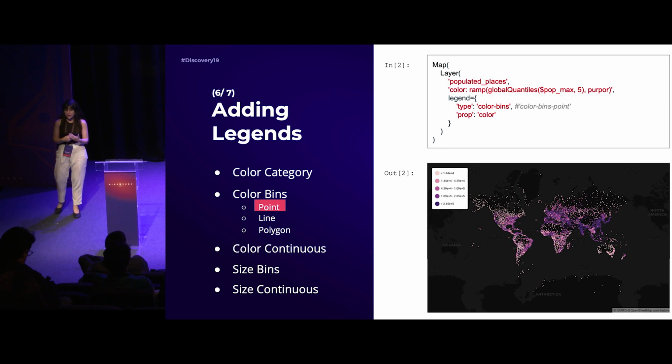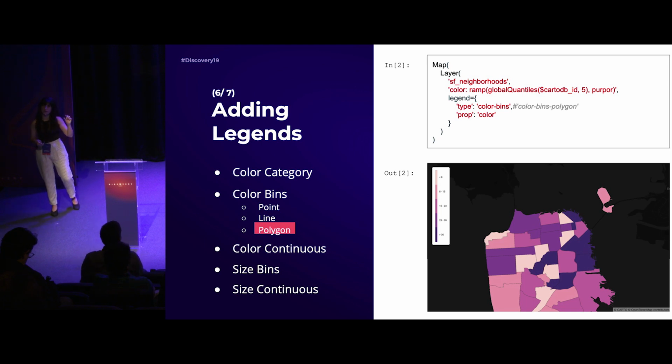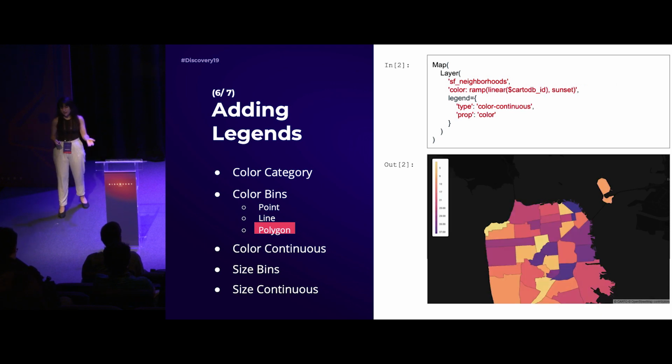Color bins for point and line are mainly the same as color category legends. But as I said, in this way, they are more explicit. But for polygons, what we see here is that we can see the buckets of the colors that we are using for each polygon instead of the simple square. For the color continuous for point and line, it's again the same.